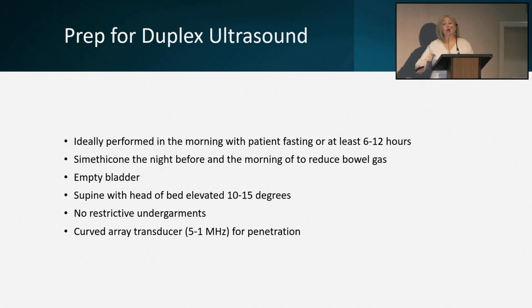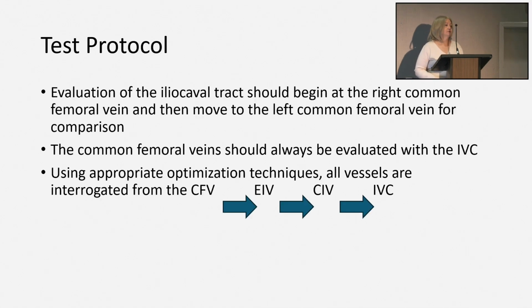Some of these older women, we have to kind of remove those restrictive undergarments. Then you use your curved probe that gives you the better penetration. Tish, yesterday in our breakout session, talked about sometimes turning the patient supine to get some of those images. You can overcome a lot of the obstacles and get good images, but we start at the common femoral vein.